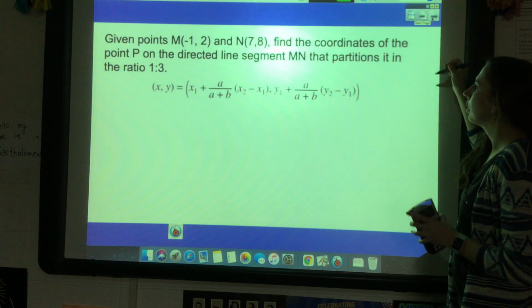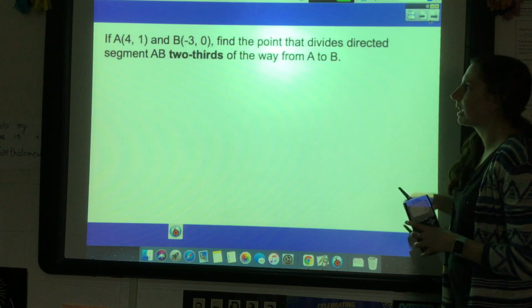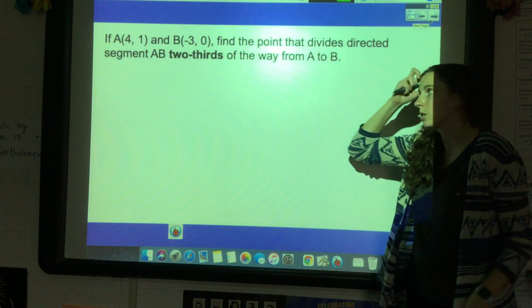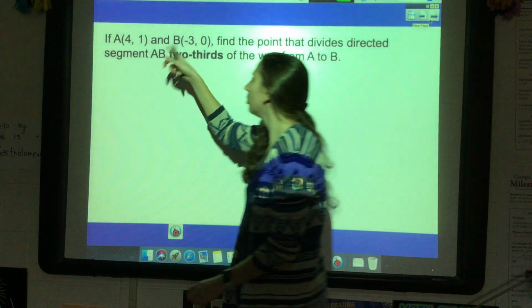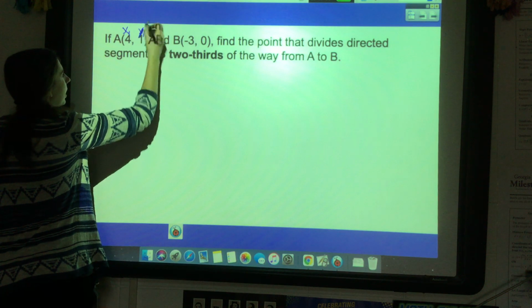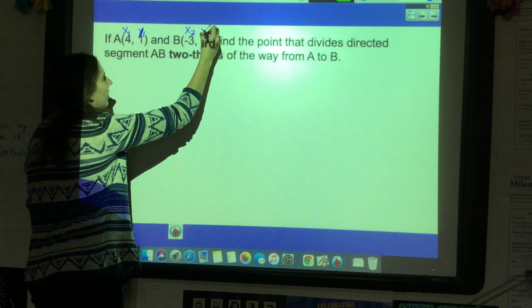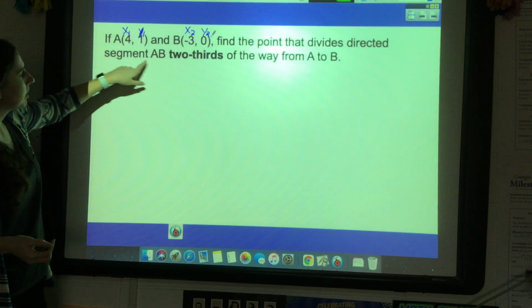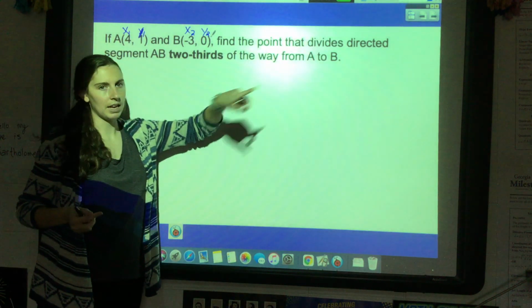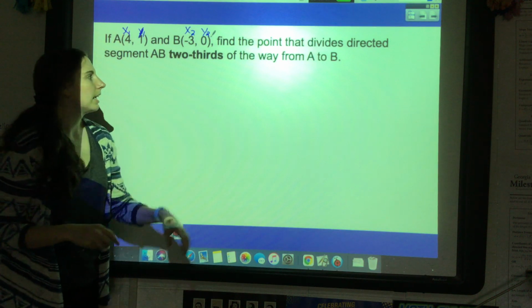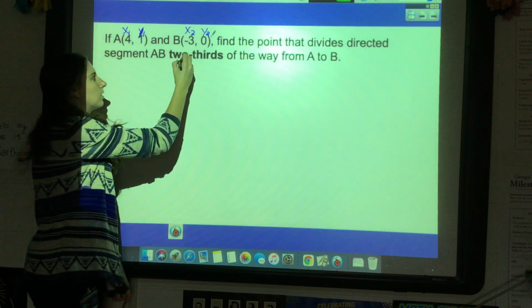All right, I wanted to show you one final thing that may kind of trip you up on this kind of problem. So on this one, it gives me my 2 points. So this one is x1, y1, this is x2, y2, and I want to find the point that divides the segment 2/3 of the way. So it didn't actually give me an A and a B, it gave me 2/3.